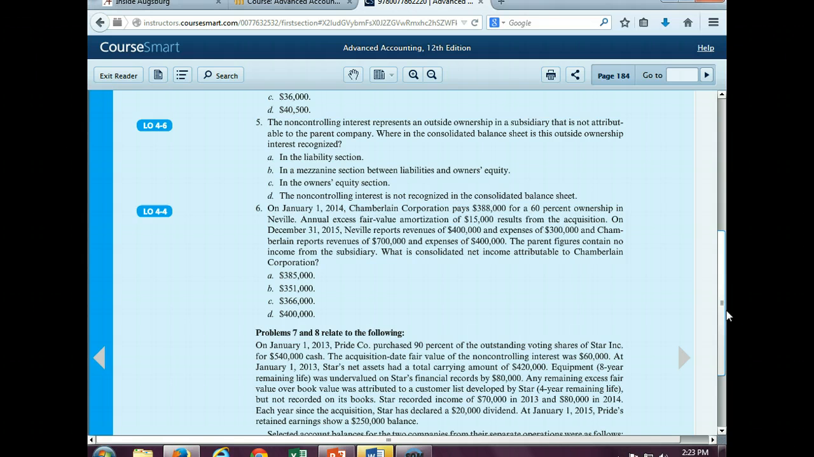Because the non-controlling interest only owns 40% of the subsidiary. So we show it all together, then we need to break out the subsidiary and show 40% goes to the non-controlling. Make sense? Kind of? Okay.